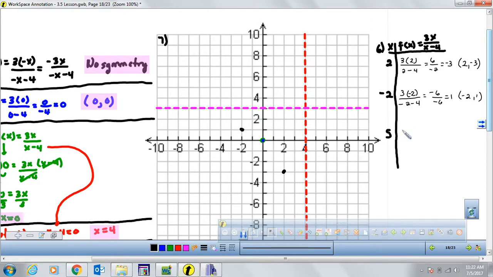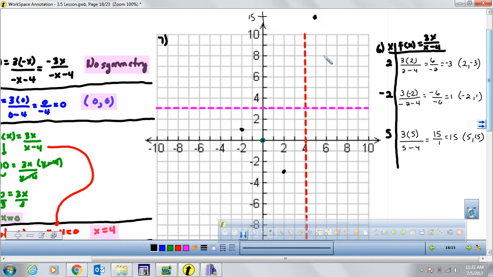And the last one, 3 times 5, divided by 5 minus 4. So it's going to be 15 divided by 1, which is going to be 15. So this point is going to be 5 comma 15. So when x is 5, y is going to be all the way up right here. Let's pretend the 15 is right here. When x is 5, y is going to be 15, all the way up here.